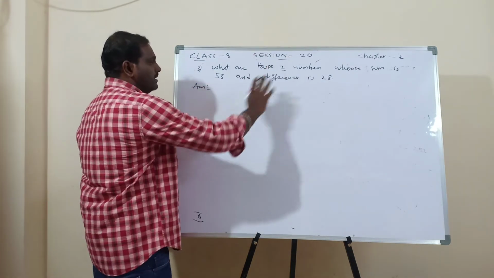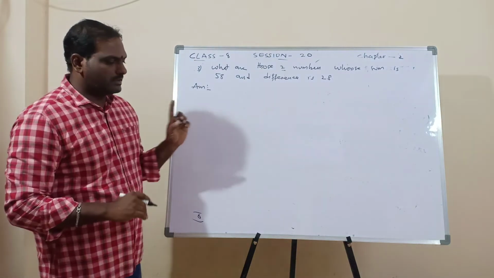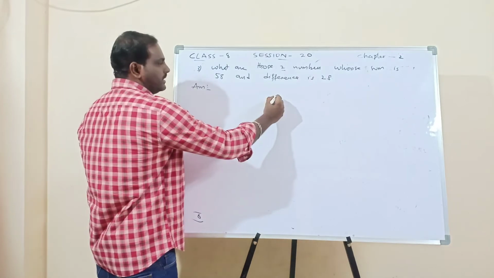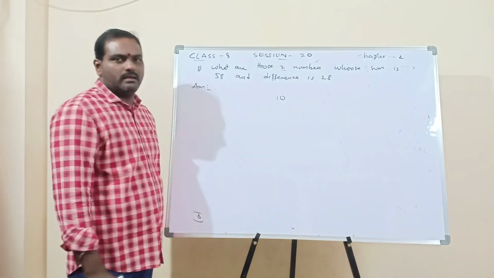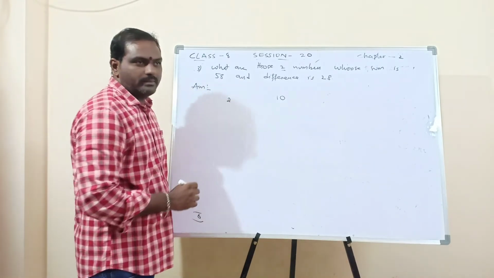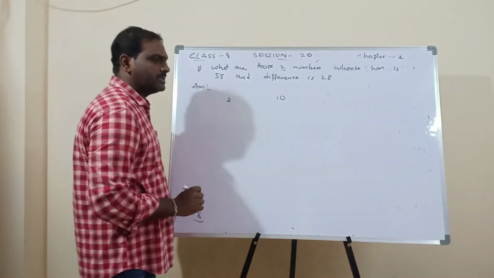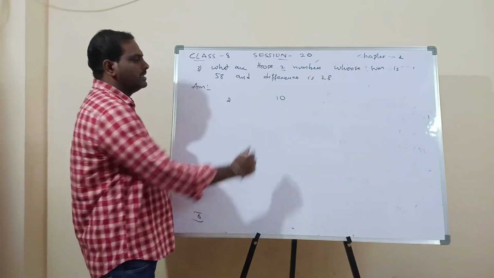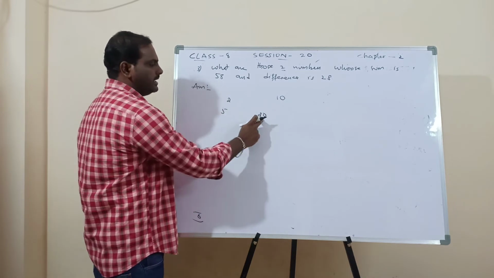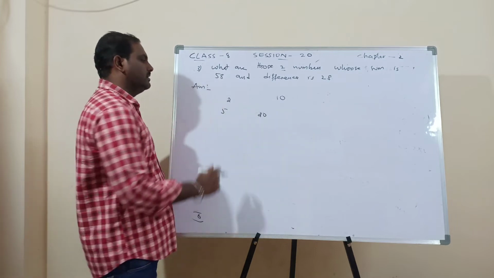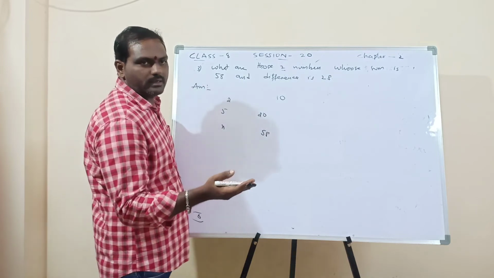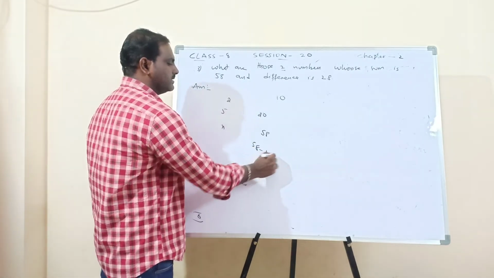Now let us check what is the trick or what is the way to do this one. Suppose sum of 2 numbers is 10. If one number is 2, what is the other number? 8. How will you get 8? 10 minus 2. Sum of the 2 numbers is 20. If one number is 5, what is the other number? 20 minus 5, 15. Now, sum of the 2 numbers is 58. If one number is x, what is the other number? 58 minus x. That is the logic.